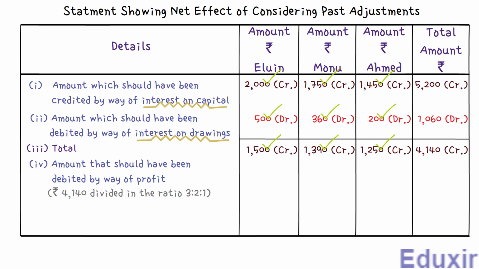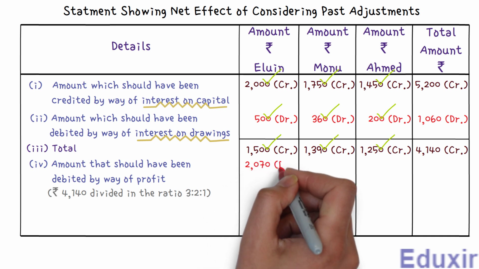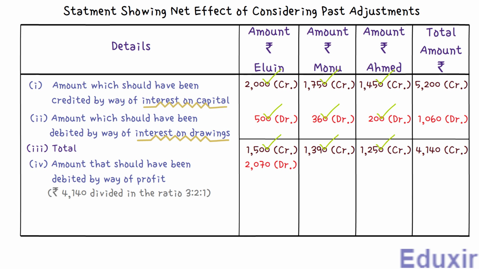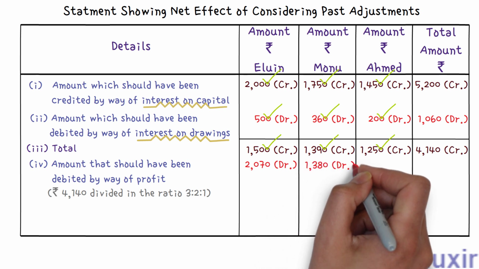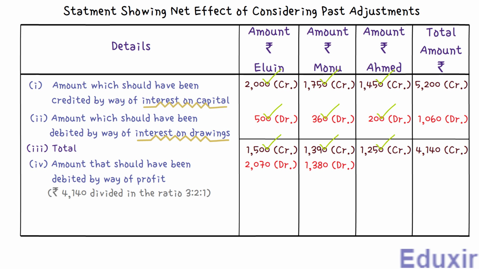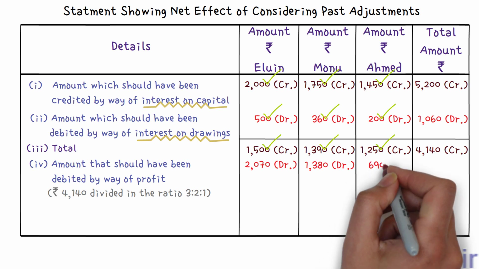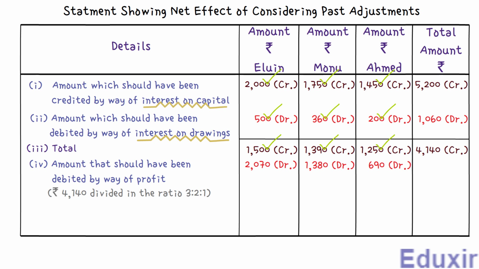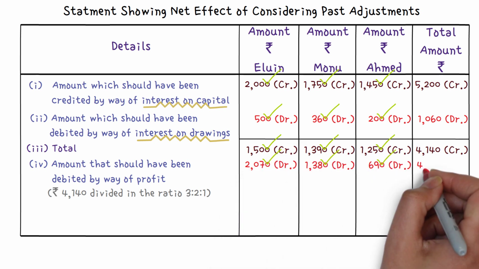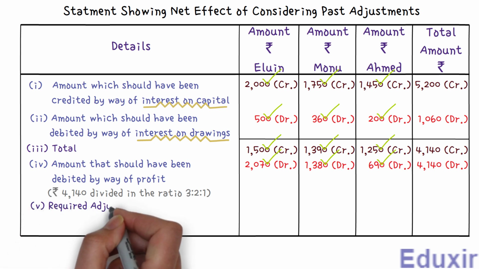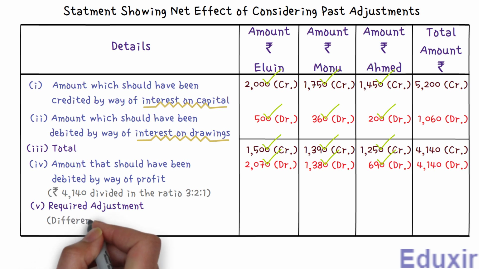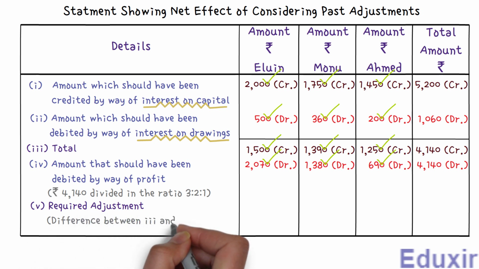That said, partner Eluin's capital account should be debited with 2,070 rupees. Partner Monu's capital account should be debited with 1,380 rupees. Partner Ahmed's capital account should be debited with 690 rupees. Now the total of these debits is 4,140 rupees debit. And now finally, the required adjustment that should be made is calculated. This is the difference between the item 3 and 4 above.